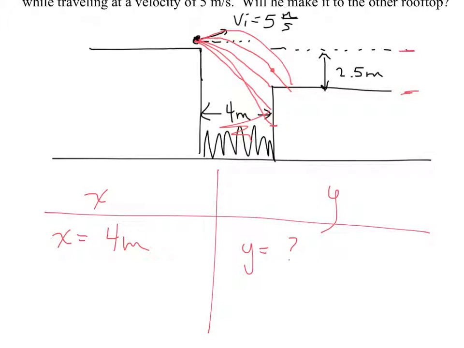So let's figure out what the y displacement is. What else do we know? The accelerations. For y, it's -9.81, and for x it's 0. No horizontal acceleration ever. We're never assuming air resistance is involved, so we can always say that's 0.